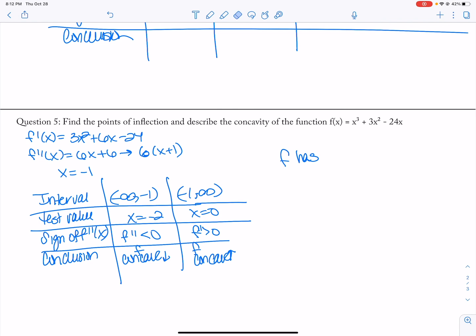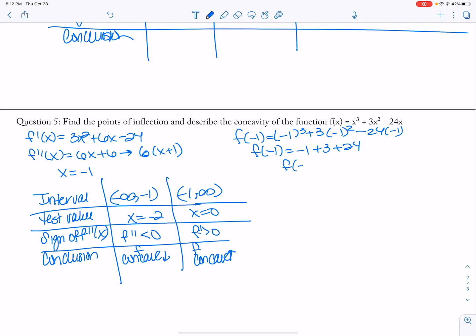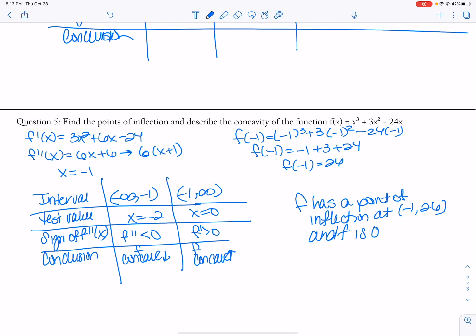Nope, we got to find the points of inflection first. I have to figure out what f of negative 1 is equal to first. So negative 1 cubed plus 3 times negative 1 squared minus 24 times negative 1. So f of negative 1 is negative 1 plus 3 plus 24. So that gives me 26.